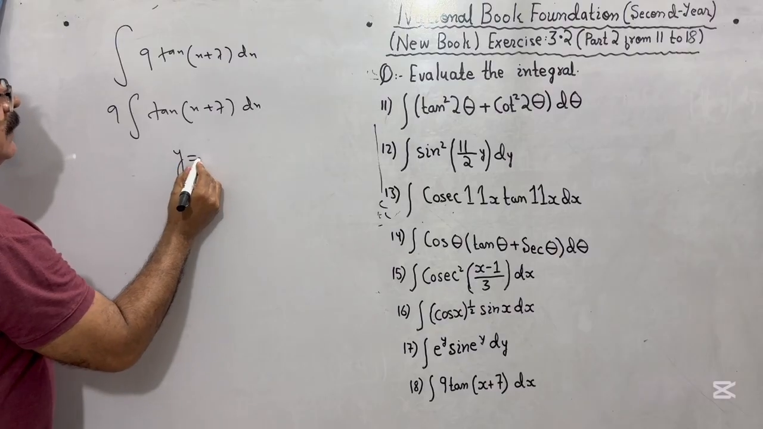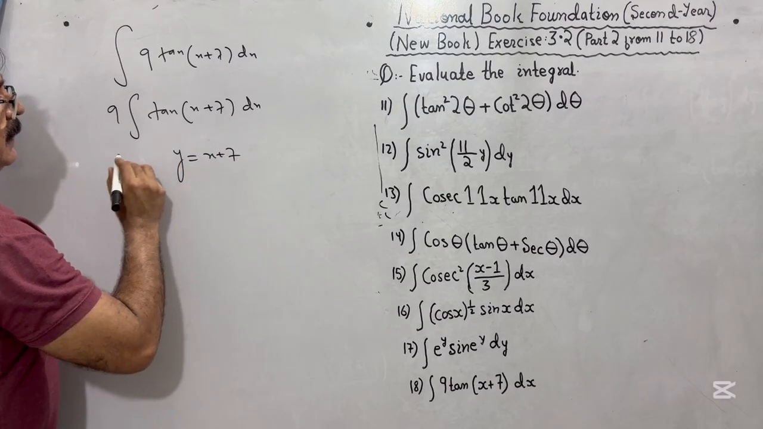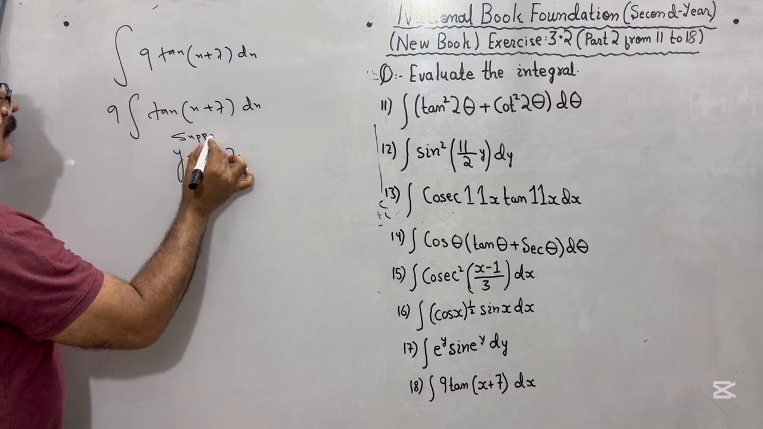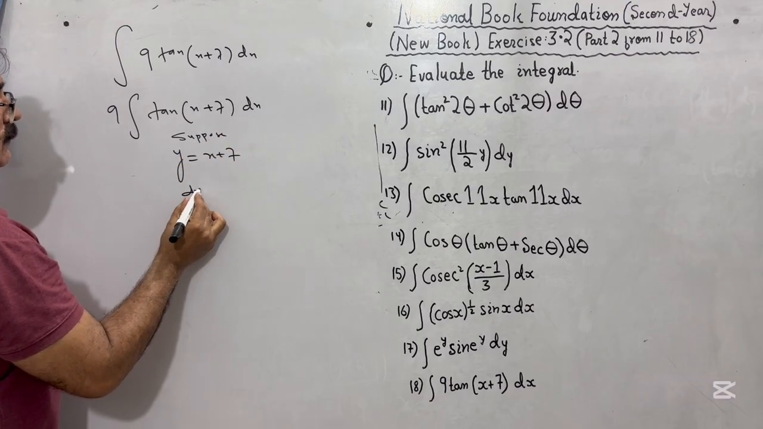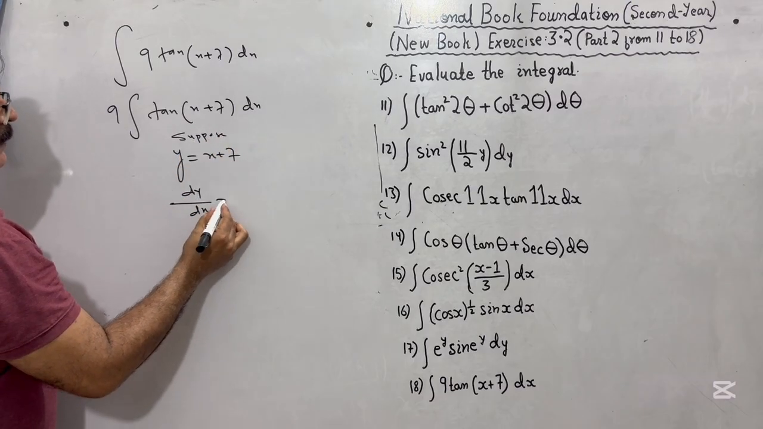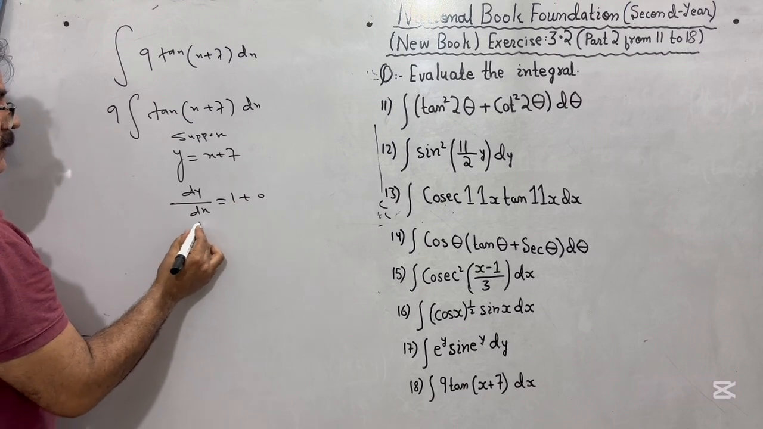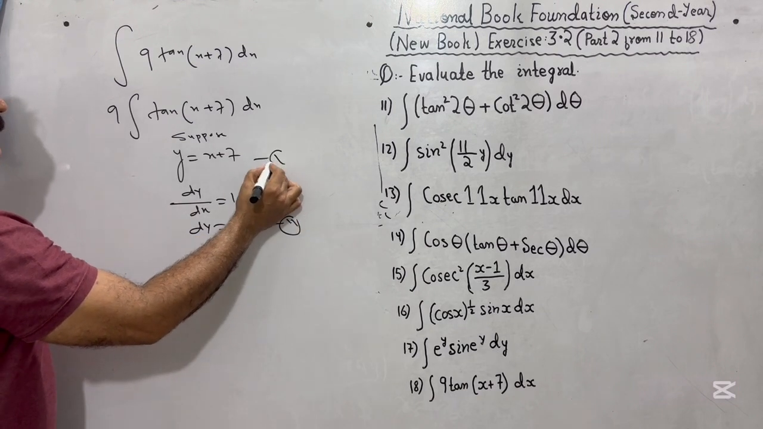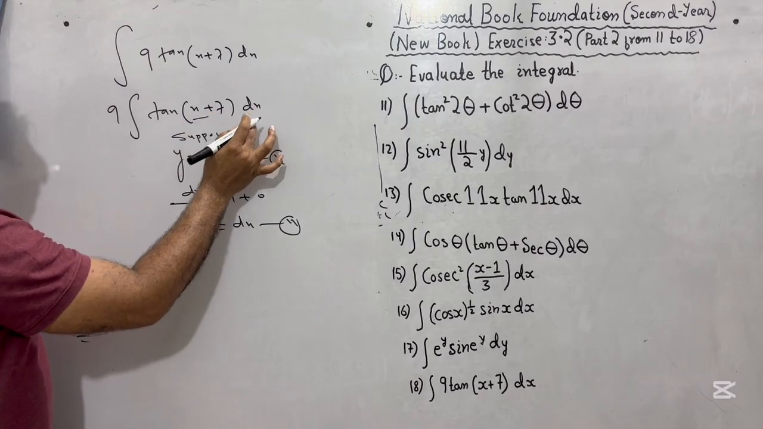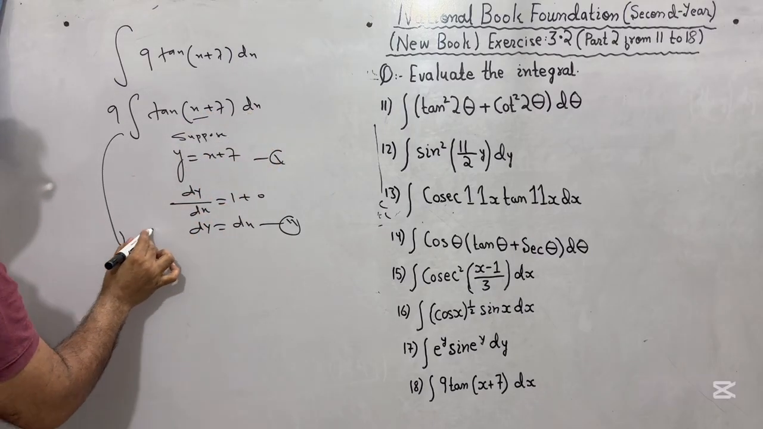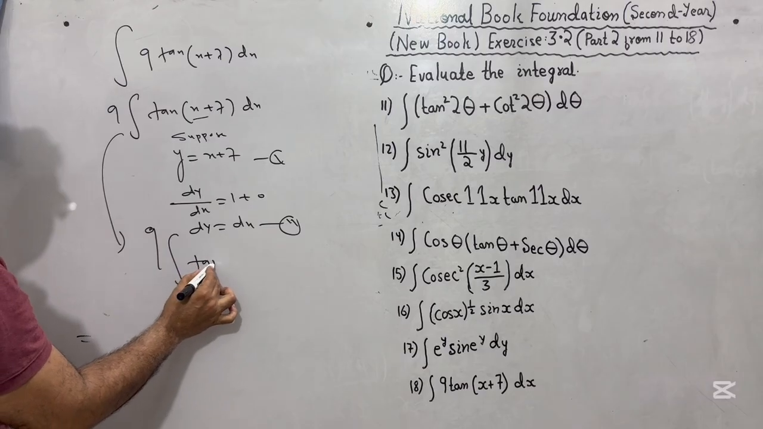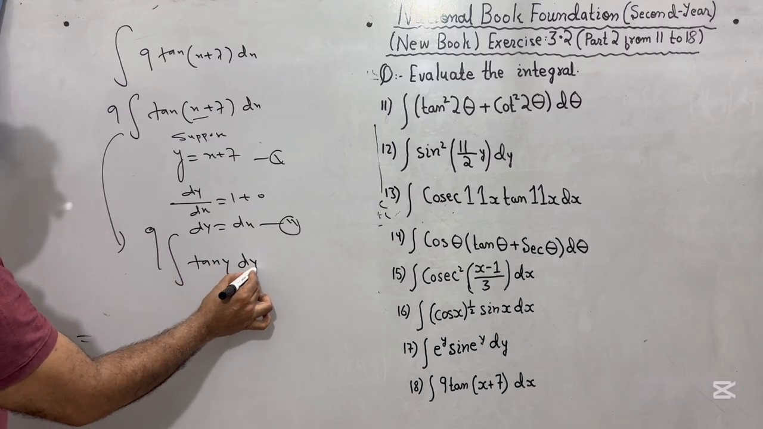Suppose y is equal to x plus 7. In order to understand the situation fully, suppose y is equal to x plus 7. Differentiate with respect to x. We have dy over dx 1 plus 0. Solving for dy, that's our dx. Number 2, number 1. We put here, it's our y, it's our dy. So we have something like this, 9 times integral tan y, and it's our dy.